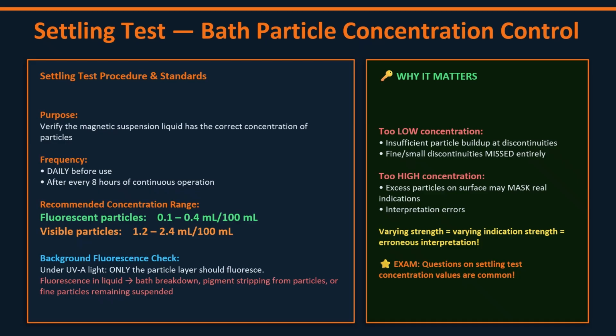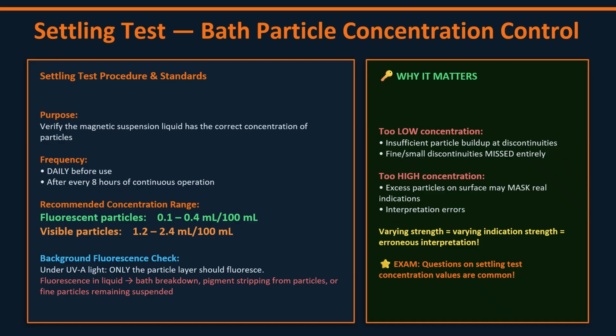Too little concentration is a sensitivity problem. There may simply not be enough particles to build a clear indication at a weak leakage field. Too much concentration is also a problem because excess particles can produce background and mask a genuine indication.